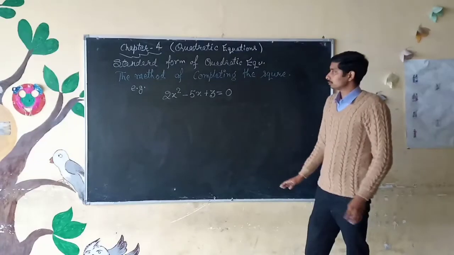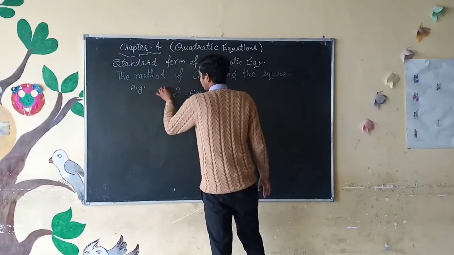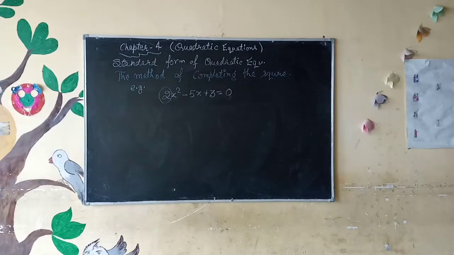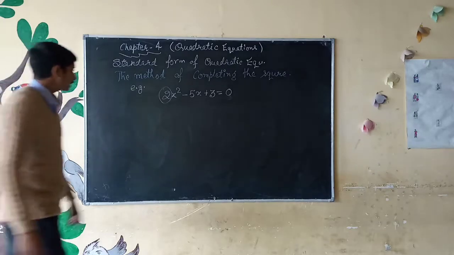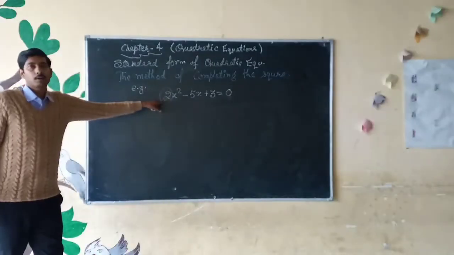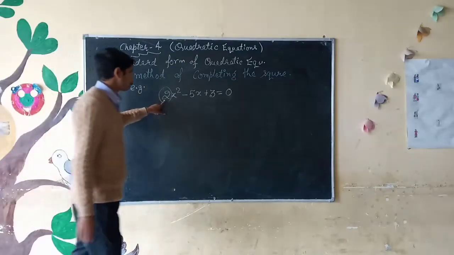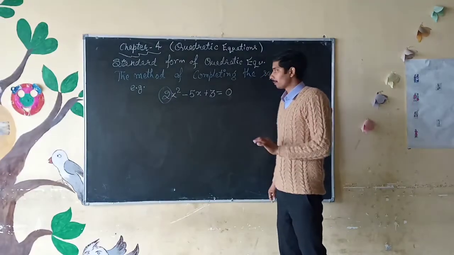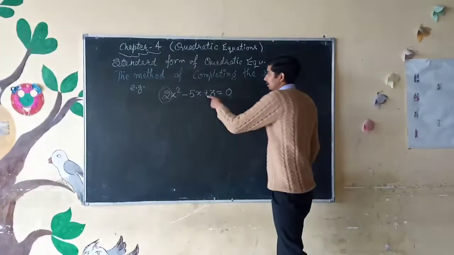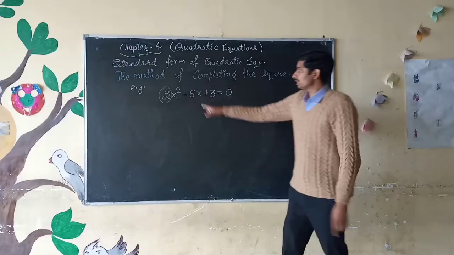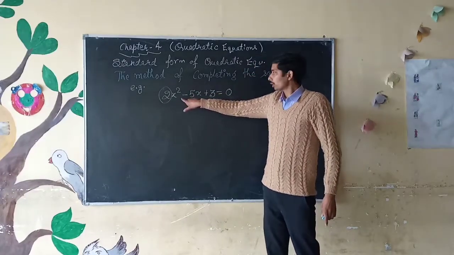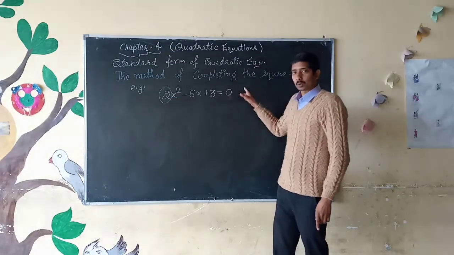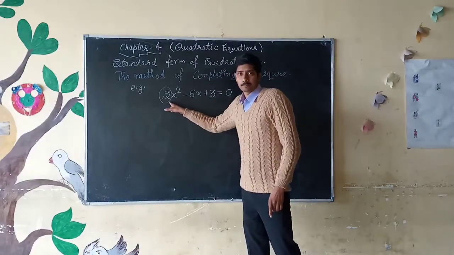Okay. So for that, first of all, we will make this coefficient of x square a perfect square, or we will vanish this coefficient of x square. Clear, friends? What we will do? Either multiplication or division. Either we will divide the given quadratic equation by the coefficient of x square, or we will multiply the whole equation throughout by the coefficient of x square.